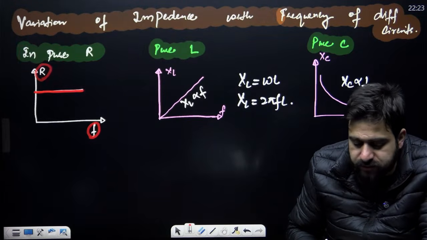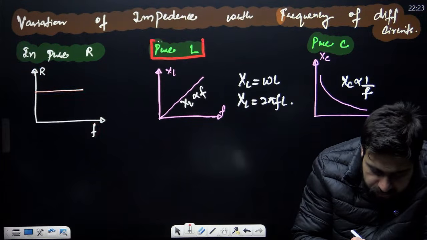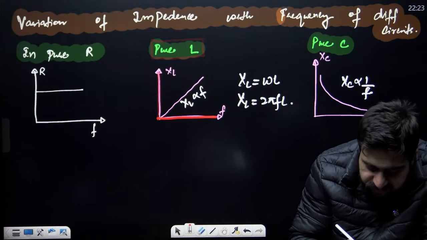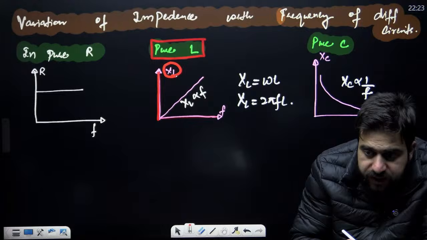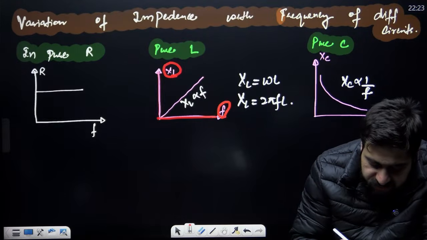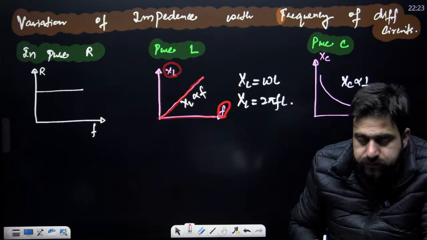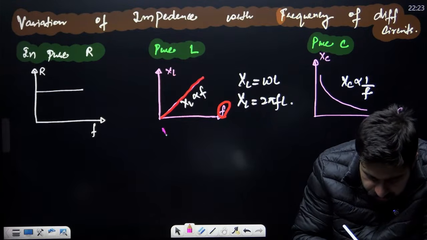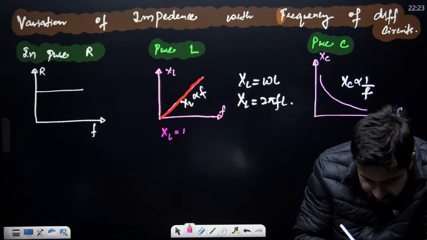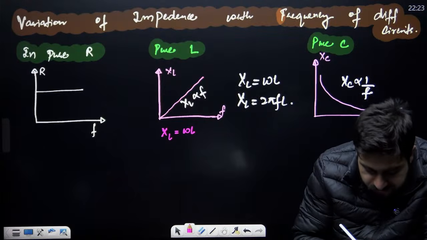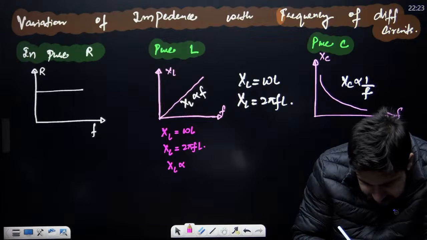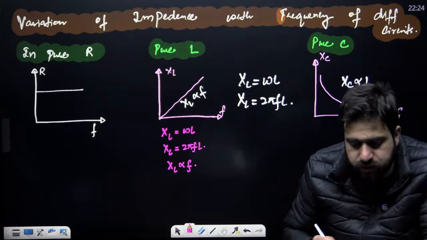The graph will be constant. In case of a pure inductive circuit, what will be the graph between XL and f, inductive reactance and frequency? It will be directly proportional. Sir, how? I'll make you understand how. We can say XL is equal to omega into L. Omega is 2 pi f, so XL equals 2 pi f into L. XL is proportional to f. It is directly proportional.